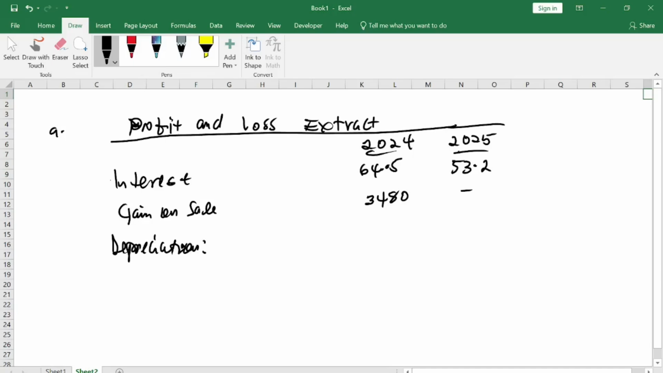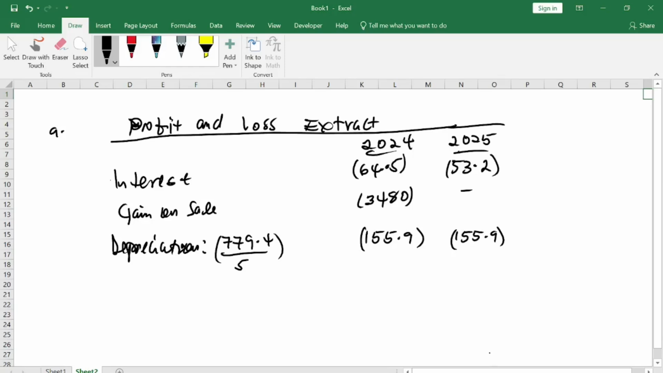Our depreciation on right of use of assets: 779.4, all divided by 5 years. Divided by 5, that gives you 155.9. So all of them are the same, apart from the gain on sale.